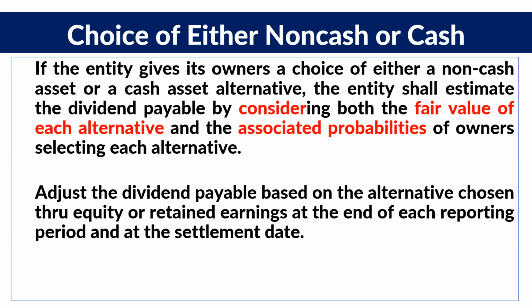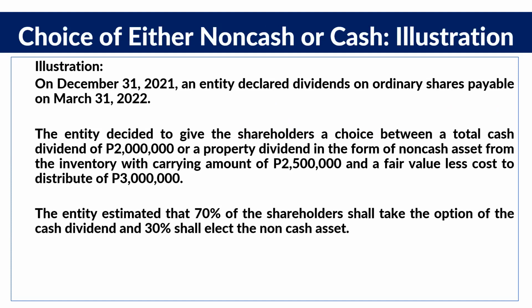So for the non-cash alternative, for example, that we allocated, that is what we adjust in the dividend payable every time. Okay, so let's have an illustration here to make it clearer how to apply it in a problem. On December 31, 2021, an entity declared dividends on ordinary shares payable on March 31, 2022.